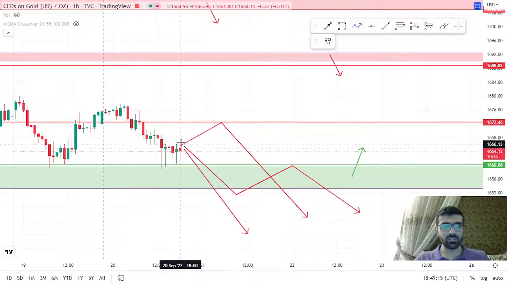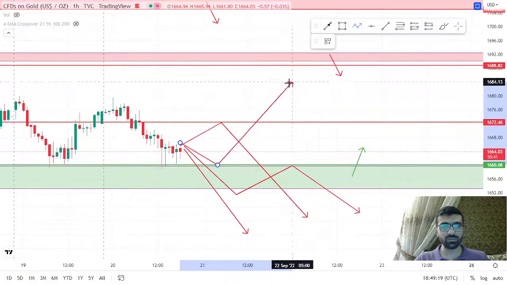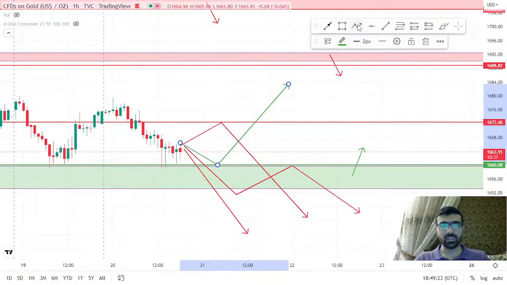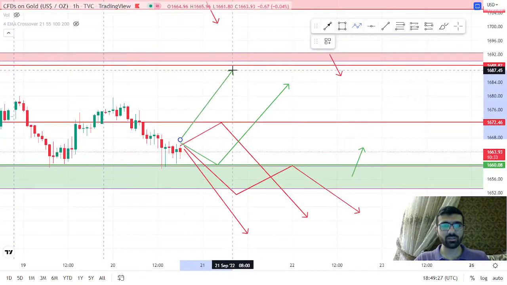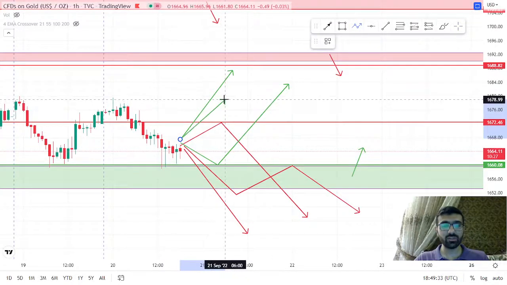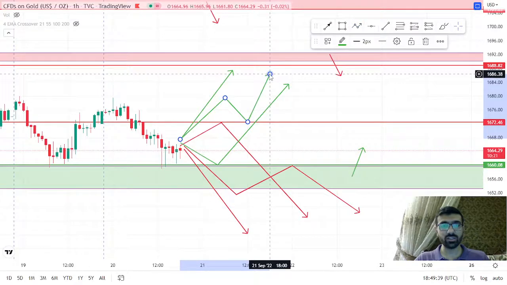And for the buying setups, if the market tests this area of support and closes above this area, then we are going to go long from there. And secondly, if the market closes above this area of resistance, then we can go long straight away. And thirdly, if the market closes above this area of resistance and then retests this area of resistance, then we can go long from there as well.